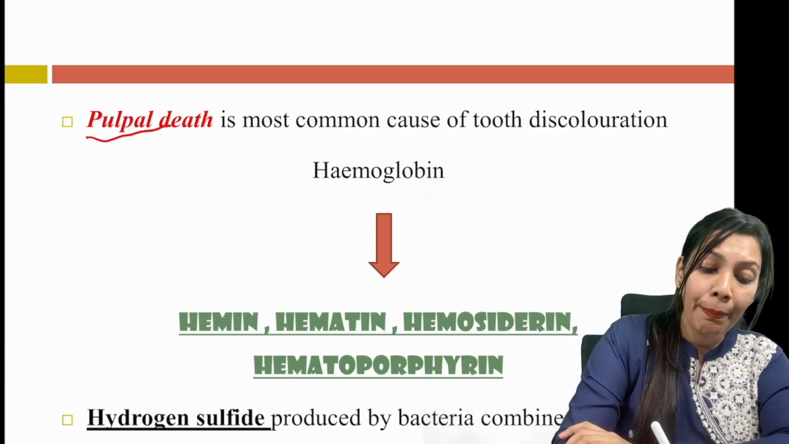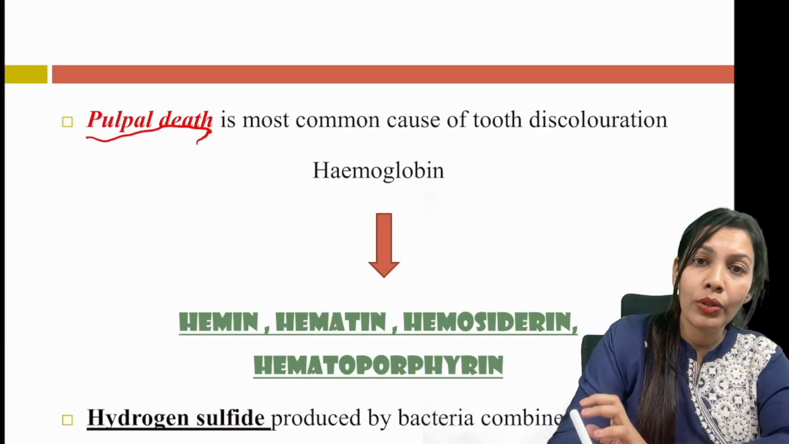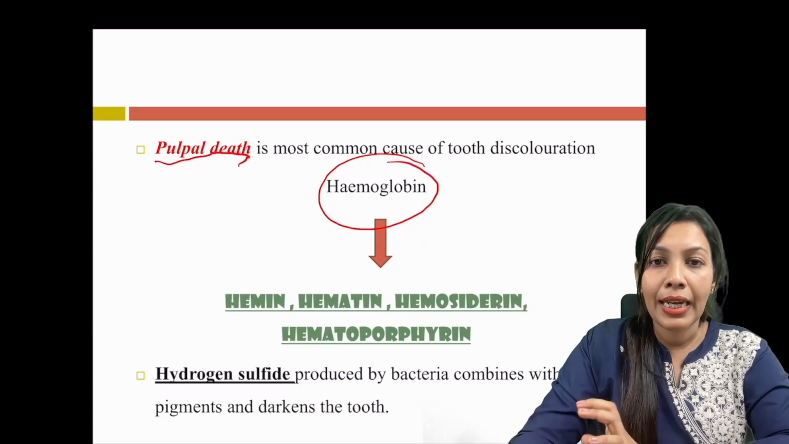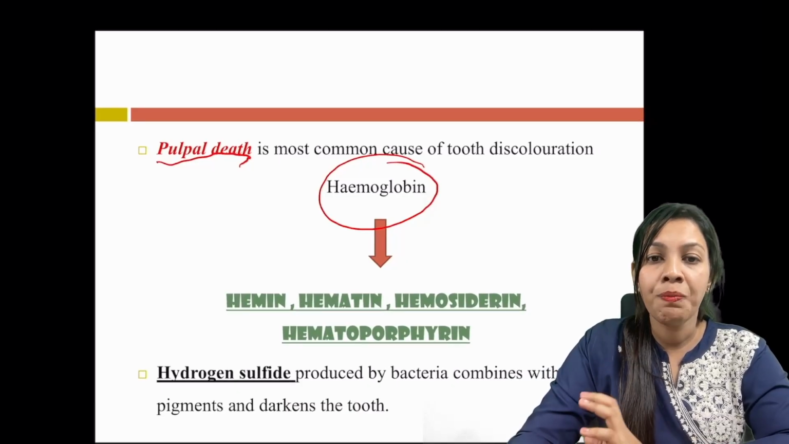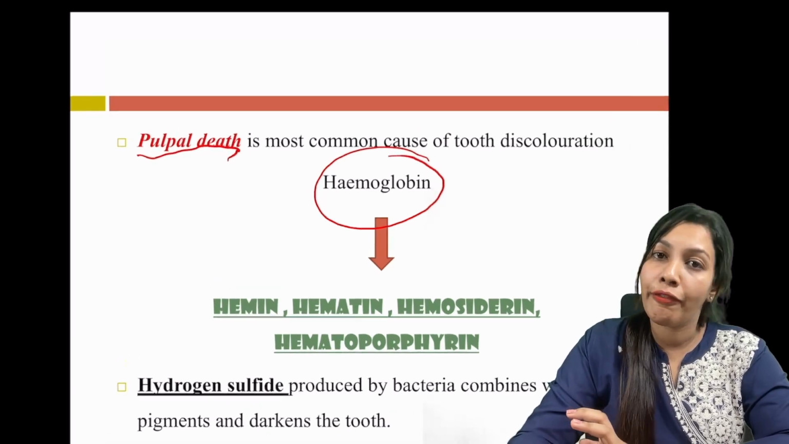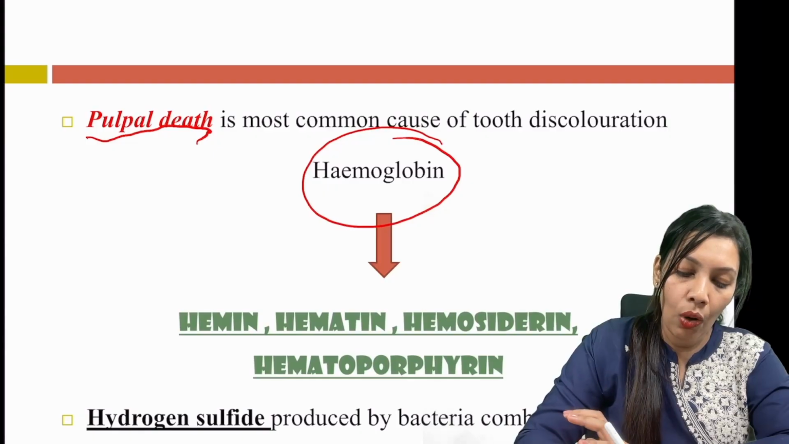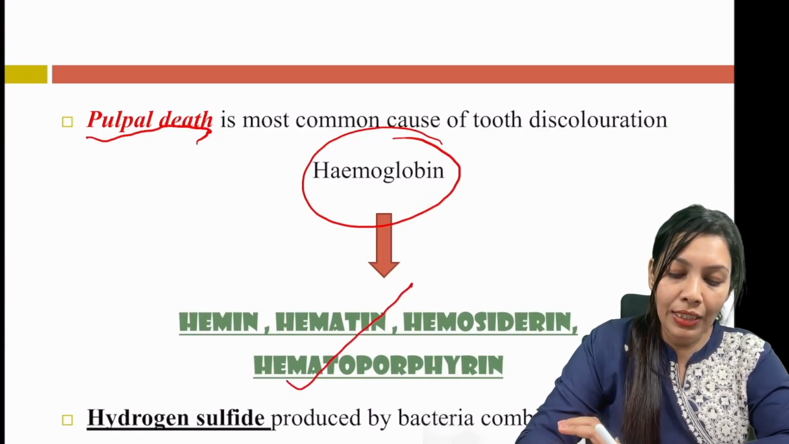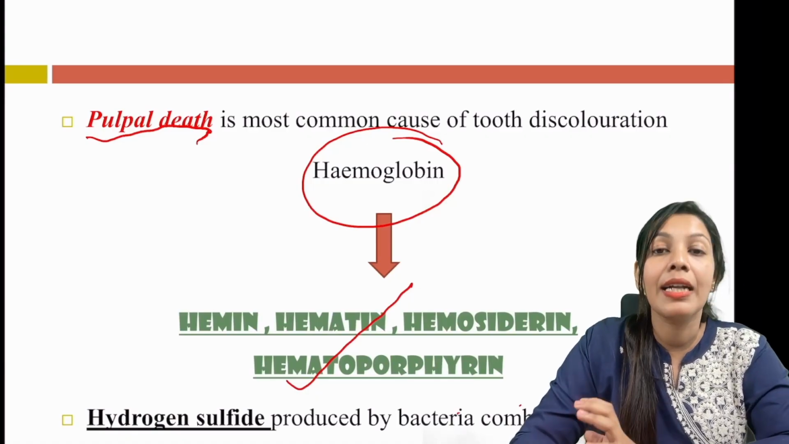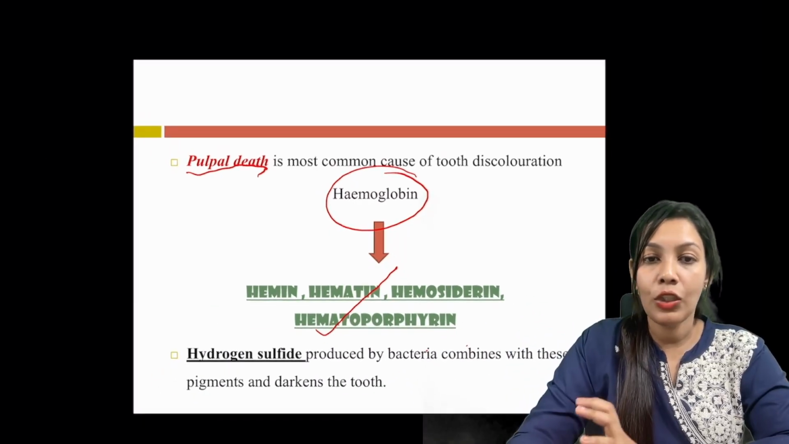Dental pulpal death often has an effect on hemoglobin. What happens is that the hemoglobin gets split into hemin, hematin, hemosiderin, and hematoporphyrin. So it gets converted into all these four. Hydrogen sulfide produced by the bacteria combines with these pigments and darkens the tooth.